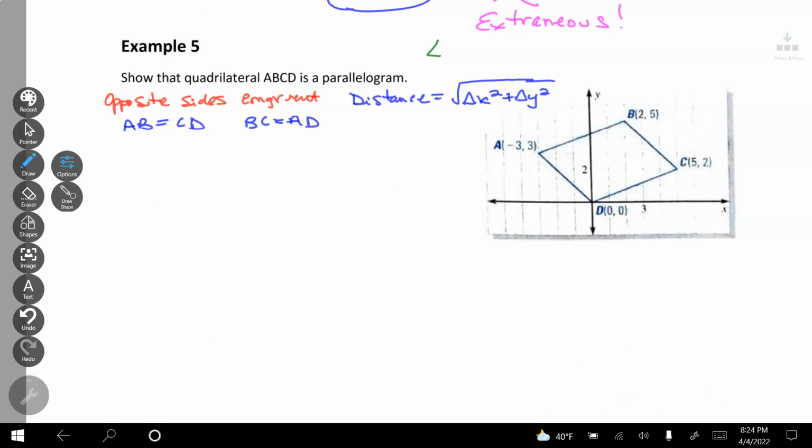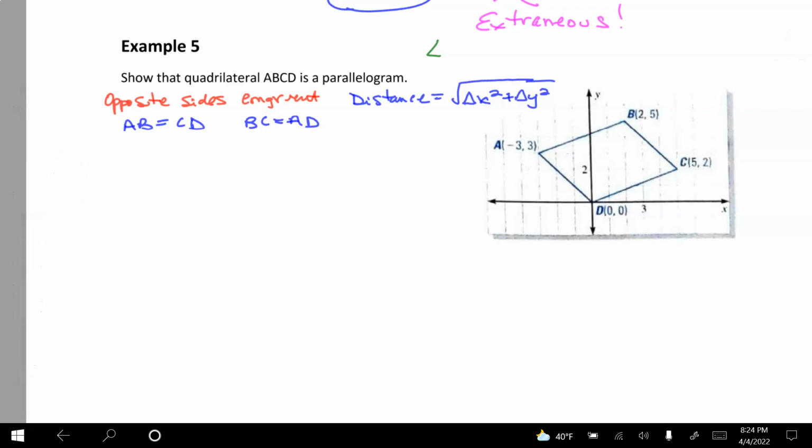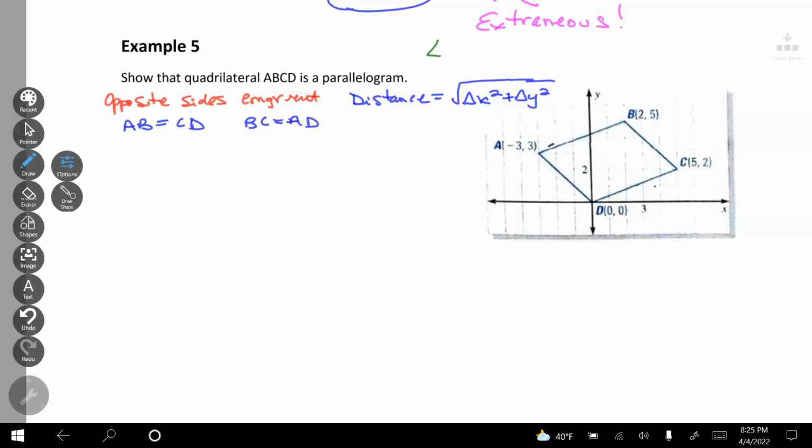So to show that the quadrilateral ABCD is a parallelogram, first I'm going to show that the opposite sides are congruent. I'm going to use that distance formula that we've done before. The distance between 2 points is the square root of the change of x squared plus the change of y squared. So I'm going to show that AB equals CD and that BC equals AD by doing the distance formula a couple times.